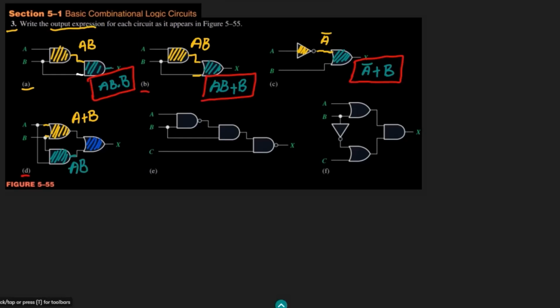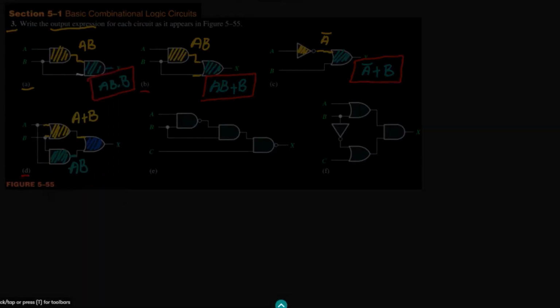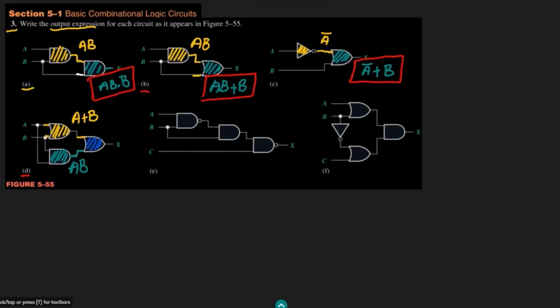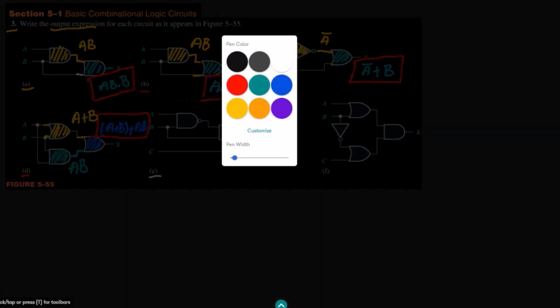Okay, so when these two will be applied, we can see very clearly that this yellow and this green inputs are applied to this OR gate, and at the output what would we get? We will get here A plus B plus AB. So that is the output X of this question, and we have got the answer of it.